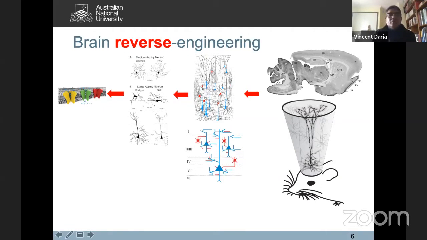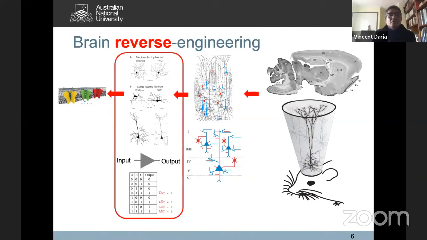And in order to reverse engineer the brain, we need to understand, again, the input-output characteristics of these neurons, which are the fundamental computing units in the brain. So these are individual neurons.